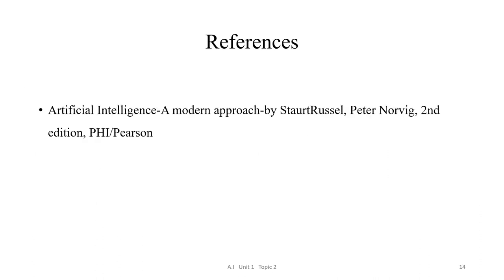References. Our prescribed textbook is Artificial Intelligence: A Modern Approach by Stuart Russell and Peter Norvig. The prescribed edition is the second edition, but in the market we have the fourth edition by Pearson.